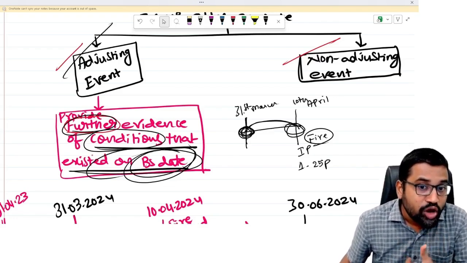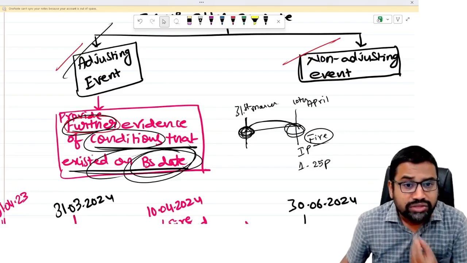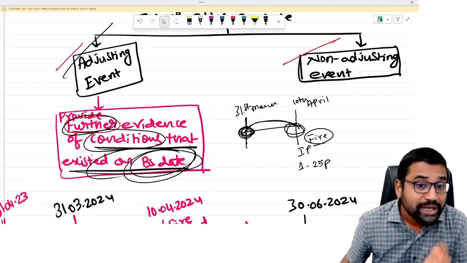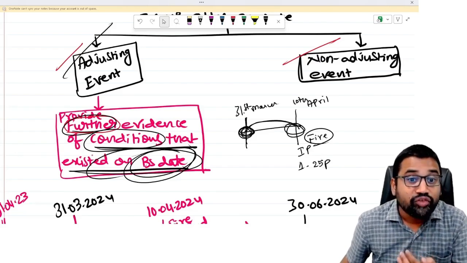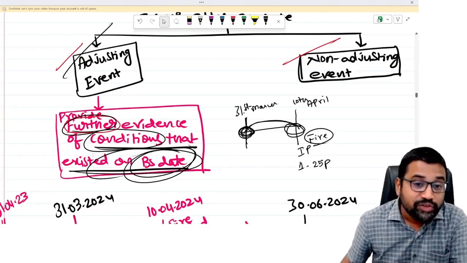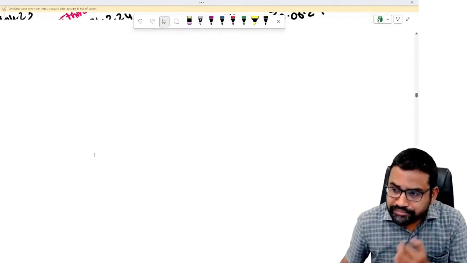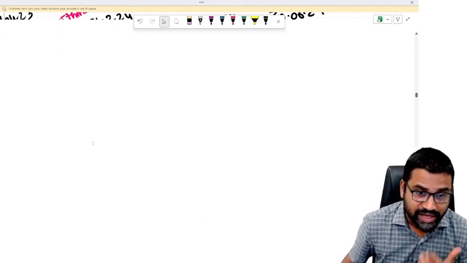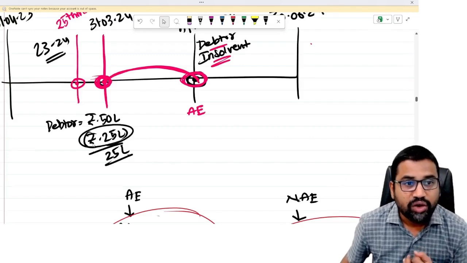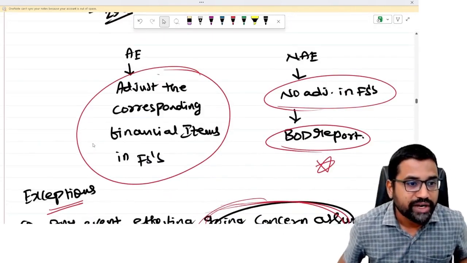Or it is not providing any further evidence relating to the conditions existed on balance sheet date, then also it will become a non-adjusting event. So to become an adjusting event, first of all, there must be conditions existed on balance sheet date. Second of all, the subsequent event happened, which will provide further evidence of conditions that existed on balance sheet date. And I told you, if it is an adjusting event, we need to adjust the effect of that event in the financial statements. If it is a non-adjusting event, we should ignore it. Of course, if it is required, we will disclose in the board of directors report.